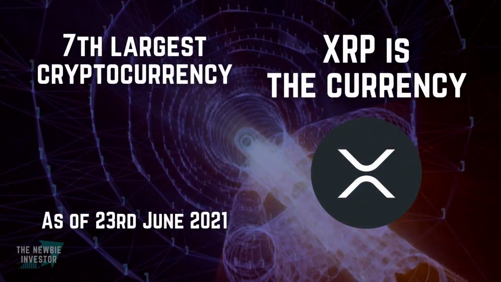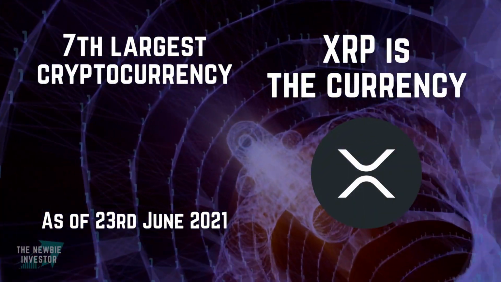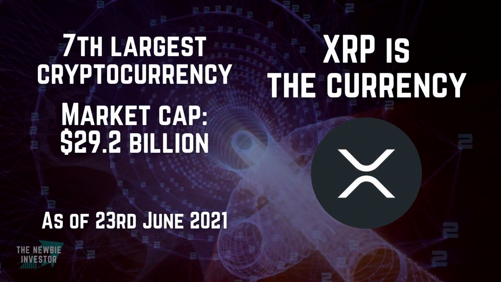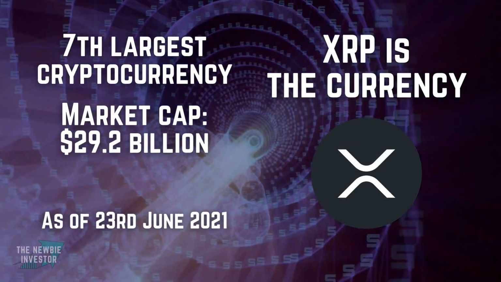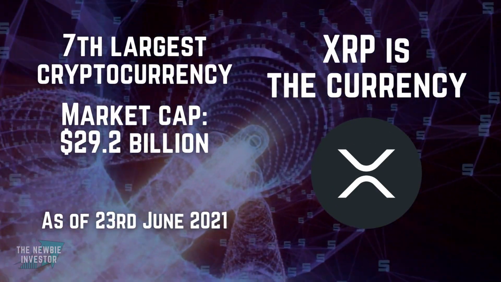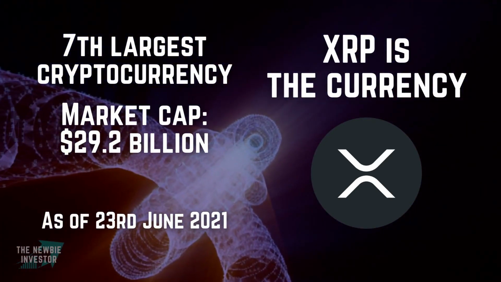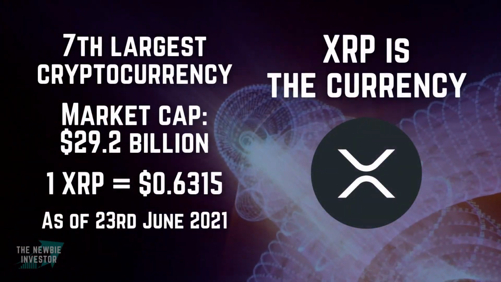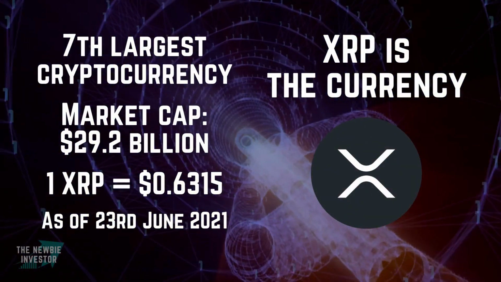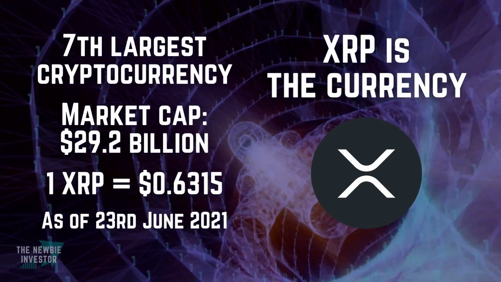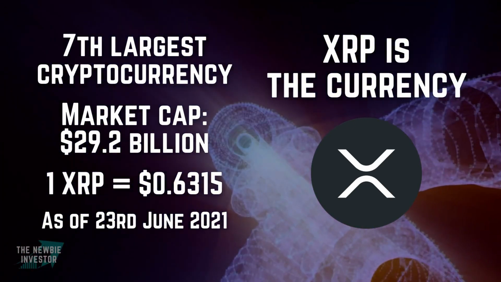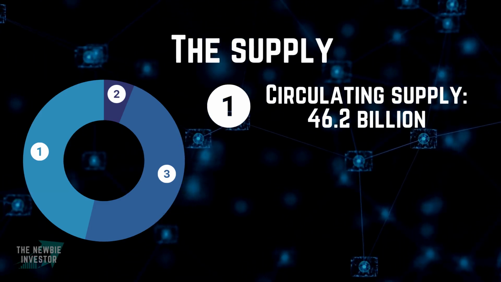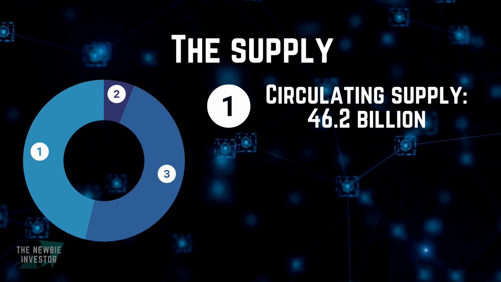As of 23rd of June, XRP is the 7th largest cryptocurrency, with a market capitalization of $29.2 billion US. What that means is that the total value of all XRP in circulation is $29.2 billion US, which you get by multiplying the current price of XRP, which is just over 63 cents at 0.6315 US, and the circulating supply, which is 46.2 billion. Unlike Bitcoin or Ethereum, additional Ripple and XRP cannot be mined, so the supply is locked.